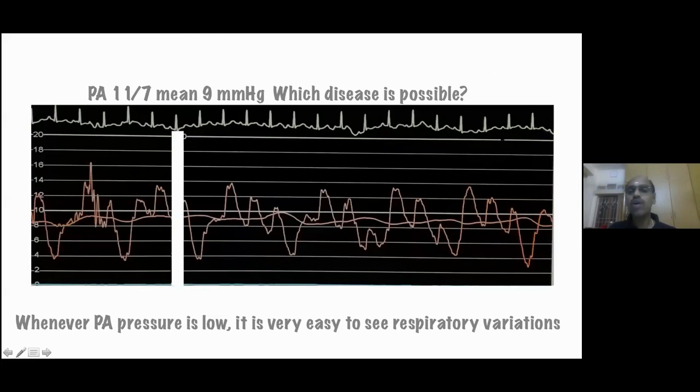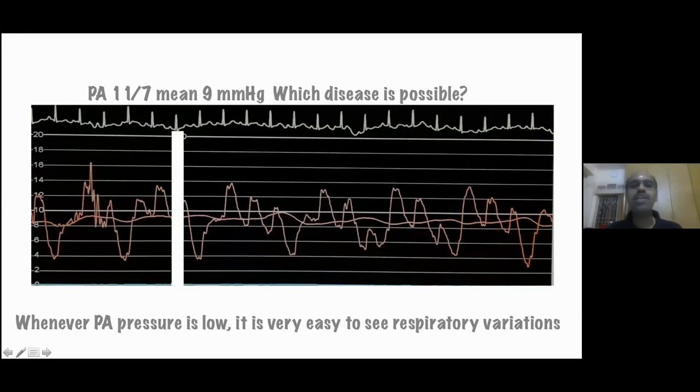Now going back to the different types of spectrum. So far we were seeing elevation of pulmonary artery systolic pressure. Now this is a low pulmonary artery systolic pressure. So this is a condition of low pulmonary artery blood flow, like tetralogy of Fallot, critical pulmonary stenosis.